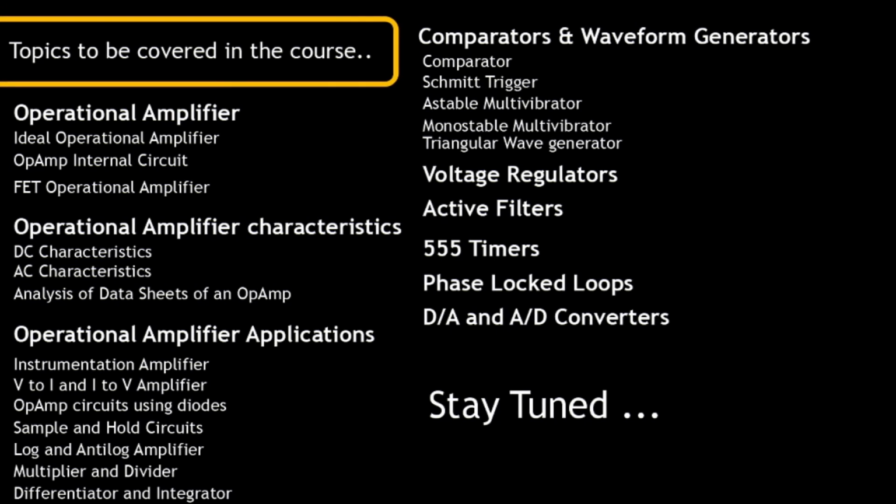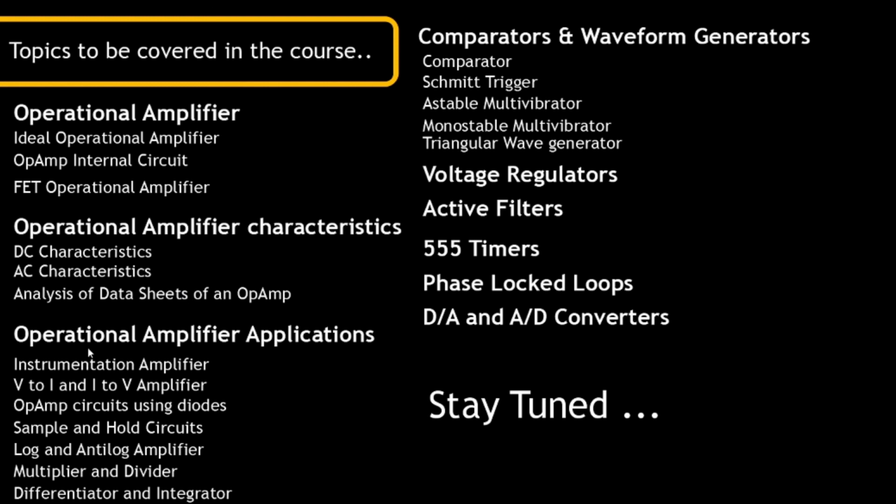Coming to the topics that I'm going to cover, the first thing I'm going to talk about is the operational amplifier or op-amp, which is the most important part of this course, and we should know every part of it in detail so that we can understand the other concepts easily. Under the operational amplifier, we will learn about its characteristics like the DC and AC characteristics, and we will also learn how to analyze the data sheets of an op-amp.